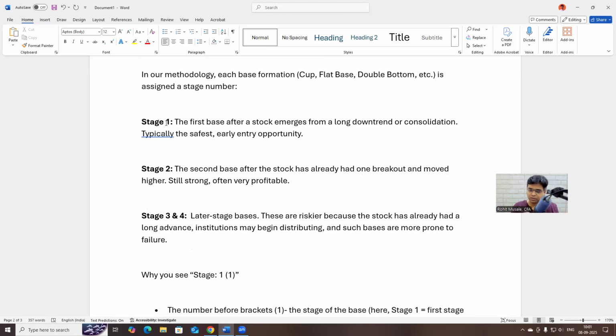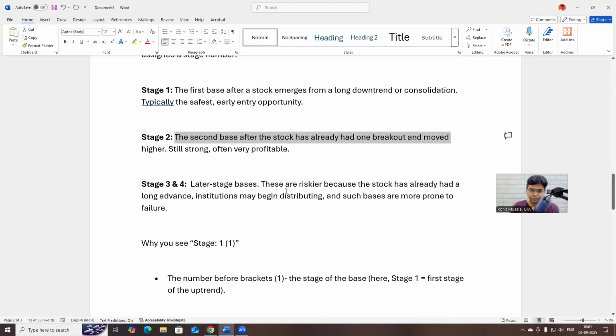So, stage 1 for us means base 1. Okay. Stage 2, the second base. See, they mention here it's a base, it's not a stage. The second base after the stock has already had one breakout and moved higher. Higher means 20 to 25%. Still strong, often very profitable.